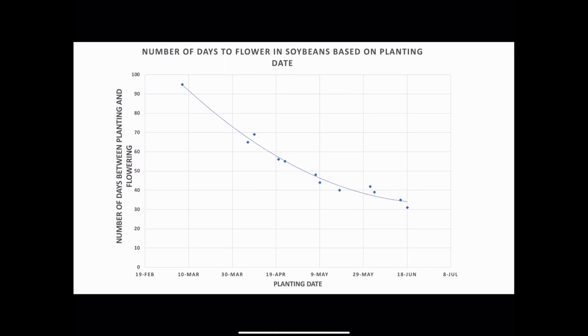The last 2 years we've taken data on when the soybeans begin flowering, so it should be no surprise that if we plant earlier, they're going to have much more time to grow before they flower. So we planted on March 7th this year, and it was over 90 days until those beans started to flower. Now when we plant, you look at the tail end of that graph, when we plant on June 18th, it was only about a month. So obviously the more time they have to grow vegetatively before they start to flower, the better yield potential we're going to have.